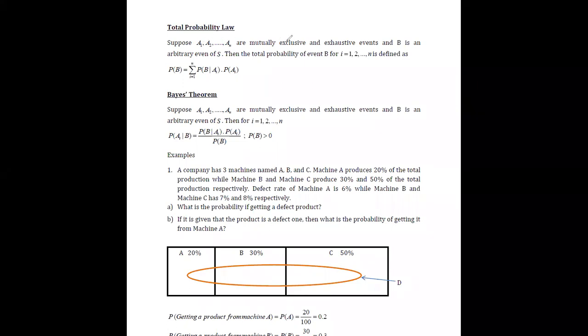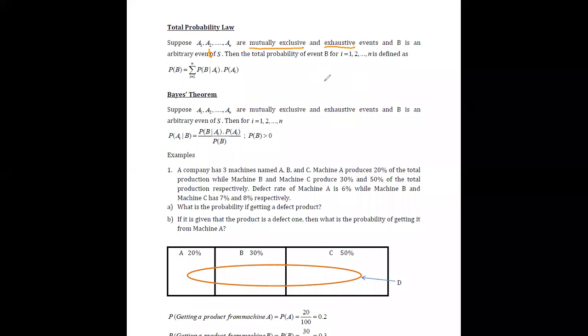Those are mutually exclusive, in the sense there is no intersection between any two given events. Therefore, we can say that these are mutually exclusive events, and exhaustive in the sense there is no other event apart from these n events to complete the sample space. And we will suppose another event as event B. It is an arbitrary event of this sample space.